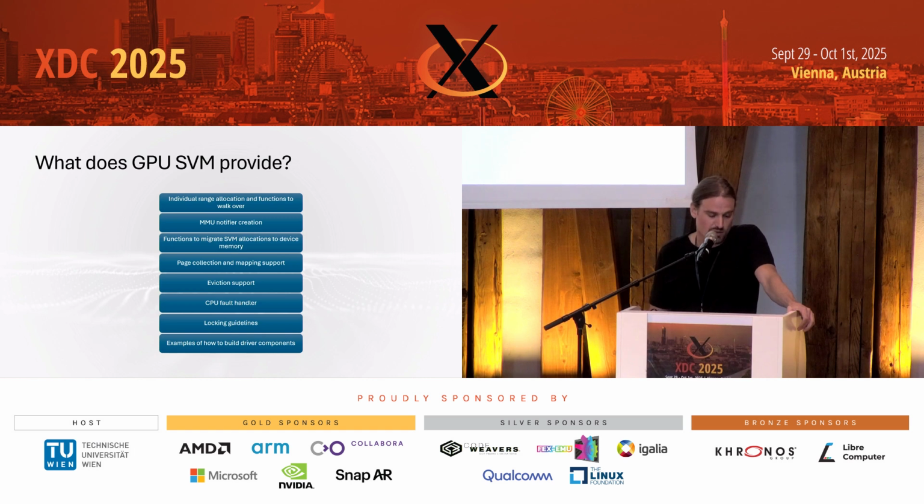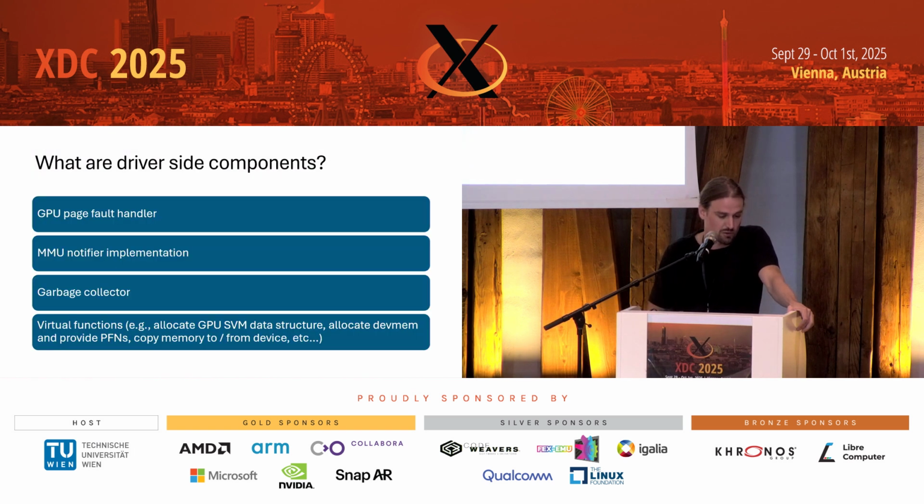There's locking guidelines. Part of MMU notifiers is a fairly complex locking scheme to make all of this work. GPU SVM will take the notifier lock in every place it possibly can and do it correctly without racing, but then it will also provide the guidelines for the driver side implementation of where to take this lock. And it also has extensive examples in the code of how to build the driver side components for shared virtual memory.